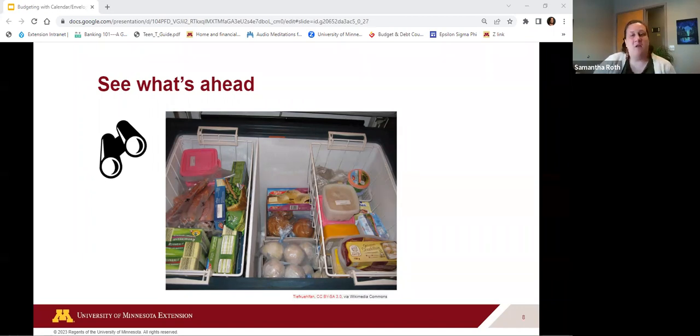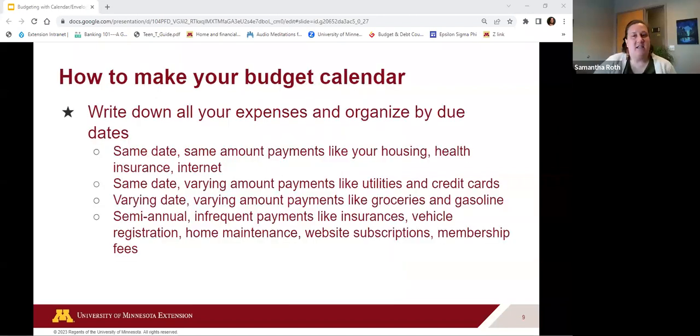So how do you make your budget calendar? The first thing is to write down all your expenses and organize by due dates. If you have things that have the same date and the same amount of payments, examples are your housing, health insurance, internet, phone bills, probably start with those. And then you're also going to have those things that have the same date but varying amounts, like your utilities, maybe your credit cards, that kind of stuff.